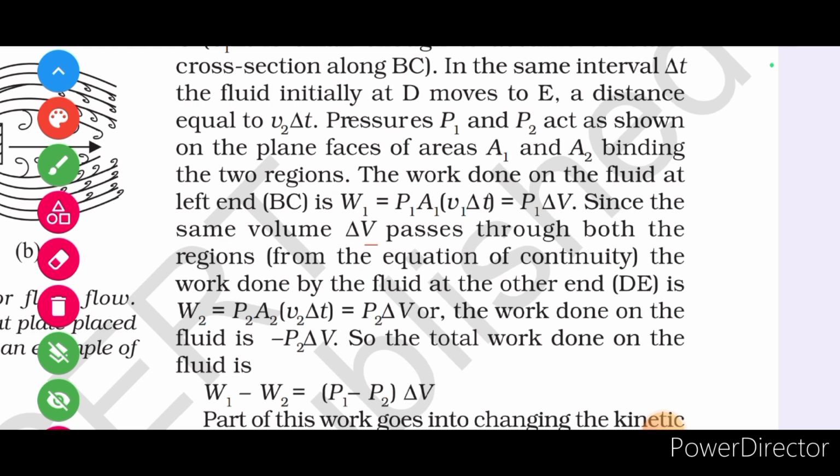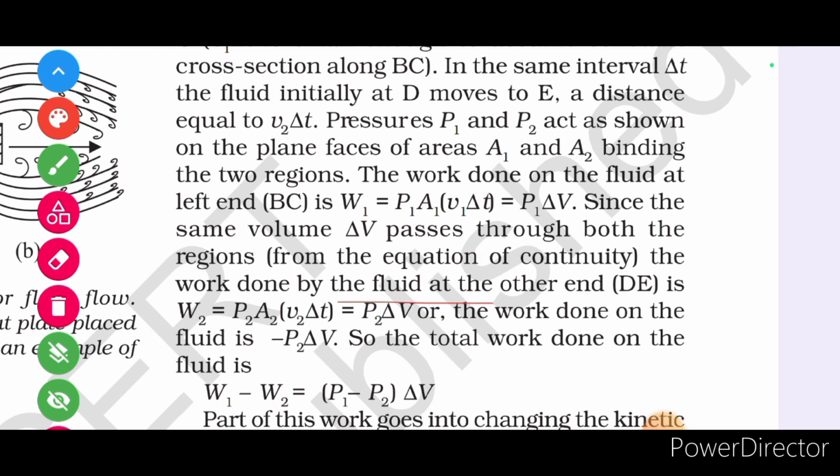The same volume delta V passes through both regions, because the volume has to be the same. From the equation of continuity, we have seen that the same mass flows. Suppose mass m or volume V enters a pipe at a particular time, then in the same time interval the same mass or volume will exit from the other end of the pipe.